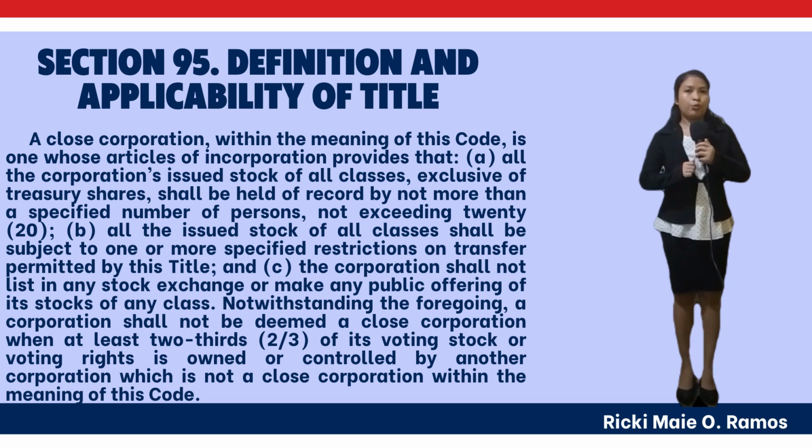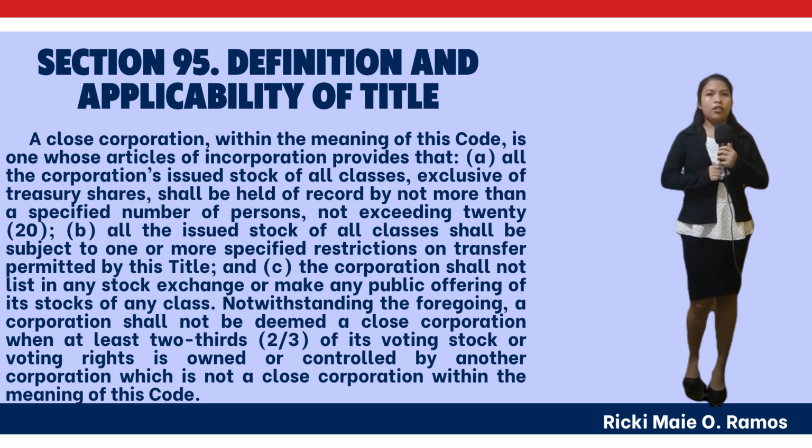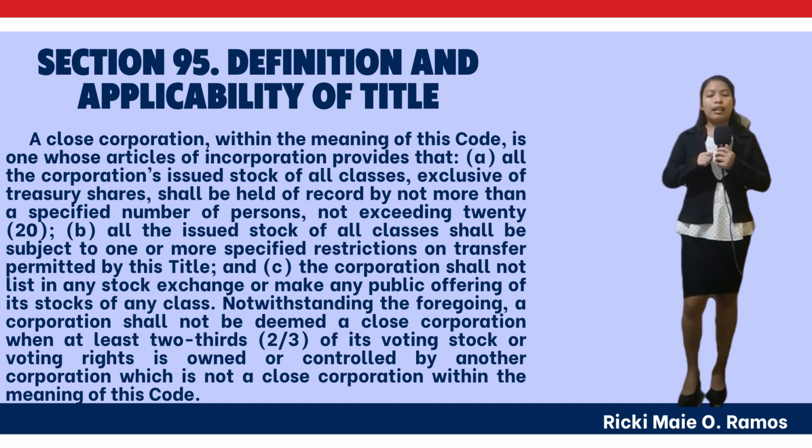Title 12, Closed Corporations. Section 95, Definition and Applicability of Title. A closed corporation is one whose articles of incorporation provide that all the corporation's issued stock of all classes, exclusive of treasury shares, shall be held of record by not more than a specified number of persons, which is not to exceed 20. All the issued stock of all classes shall be subject to one or more specified restrictions on transfer permitted by the title on closed corporations in the Corporation Code.